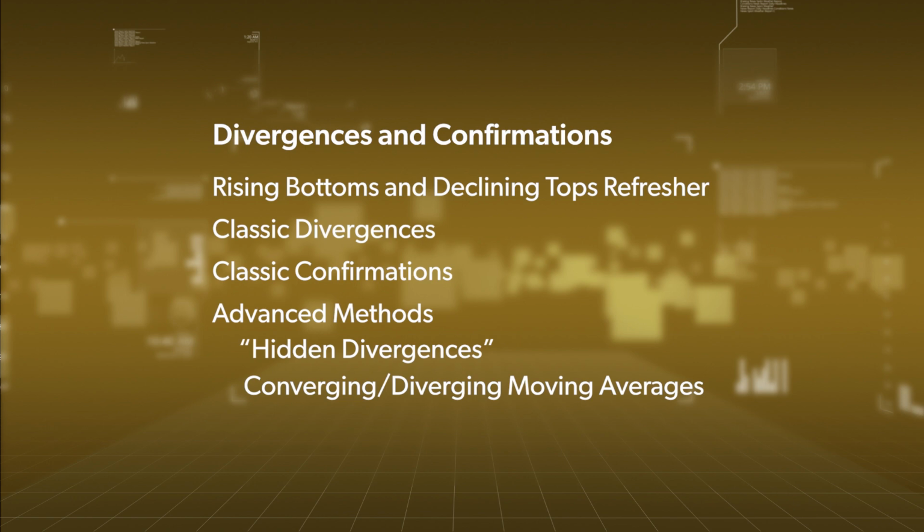Here's what we covered again, just to refresh you. We looked at rising bottoms and declining tops. Again, think of those all the time. This is a good refresher for people anyway. It's natural for most, but I explained the psychology behind that. Then we looked at classical divergences and confirmations, and then we talked about some advanced methods, finding those hidden divergences that are not typically used in TA. And then we looked at converging and diverging moving averages, and of course the MACD, which is an indicator for converging and diverging moving averages.